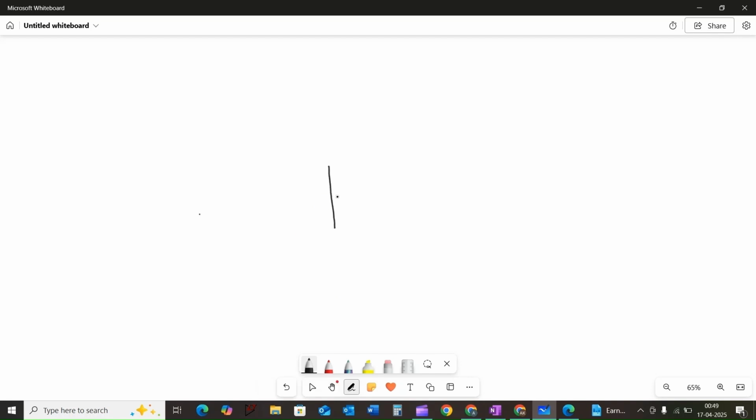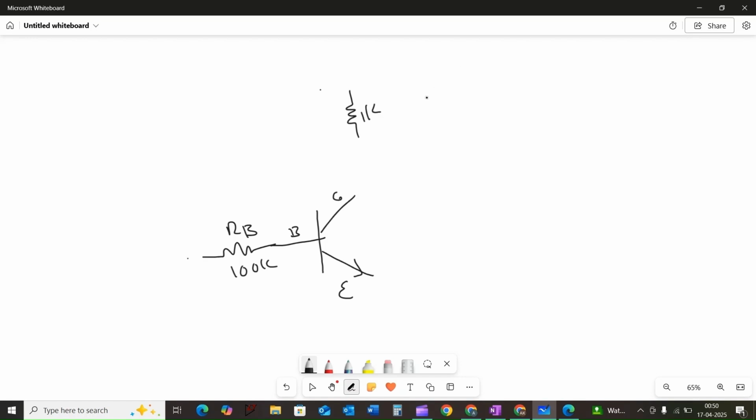Here we are using an NPN transistor. This is the base terminal, this is the collector terminal, and this is the emitter terminal. Let us consider the base resistance RB as 100 kilo ohm, a large resistance to limit the base current, and the collector resistance RC as 1 kilo ohm to limit the current through the LED, typically around 20 to 30 milliamps. Let us connect this collector terminal to the 12 volt battery.